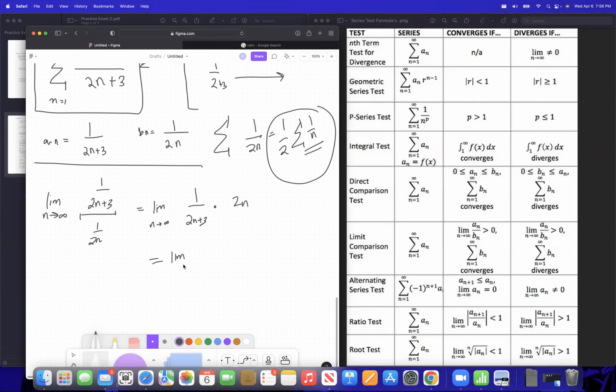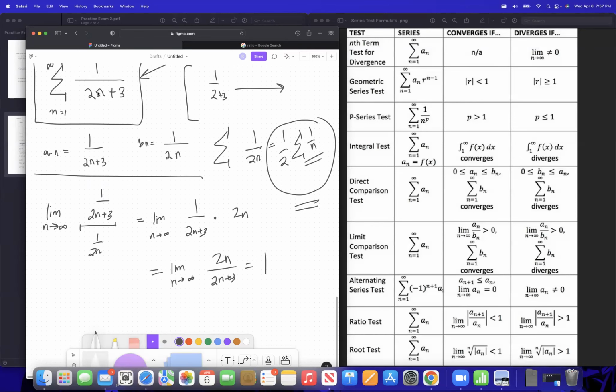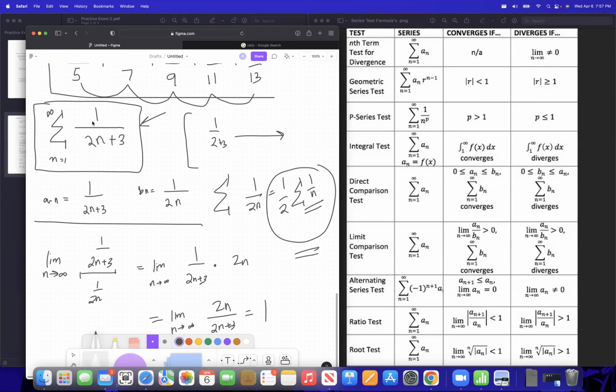What is our limit here? The limit as n approaches infinity is 2n over 2n plus 3. And we know that when we're taking the limit where the top exponent is the same as the bottom exponent, that's just equal to the division of the coefficients. The division of the coefficients here is 2 over 2, which is equal to 1. So basically the limit comparison test says that if the limit of a of n over b of n is greater than 0, then they either both converge or they both diverge. We know that b of n as a series diverges. We proved that over here, which means that the original must also diverge, so this is a divergent series.